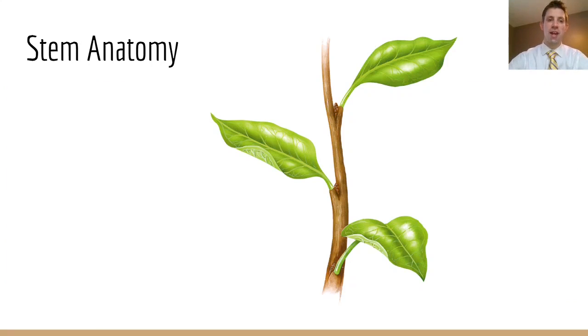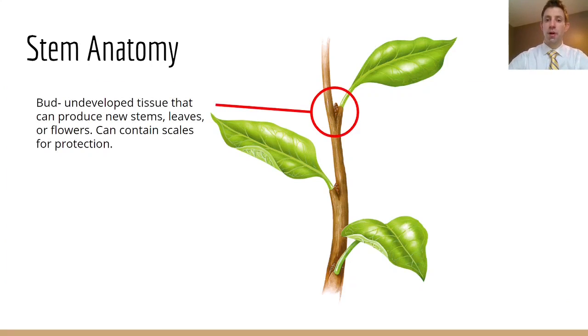Let's take a look at the external anatomy of a stem. We'll start here with the bud. I mentioned the structure earlier, and the bud to highlight is this set of tissue right in here. A bud is undeveloped tissue that can become something new, and most often it's going to become a leaf or a new stem, but of course it can also turn into a flower. In many types of woody plants, these buds will be covered by scales, and in fact you can identify a woody plant in the winter that's lost its leaves by the types of buds that it has, and specifically the scales that cover it, because the leaves will be gone at that point.